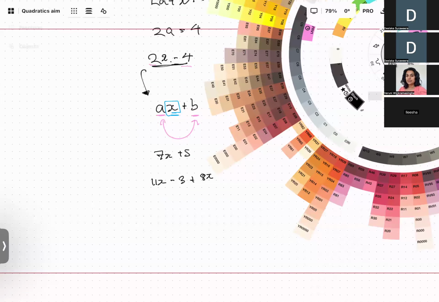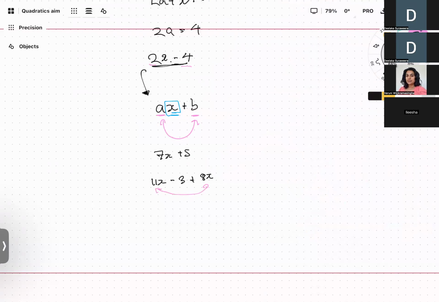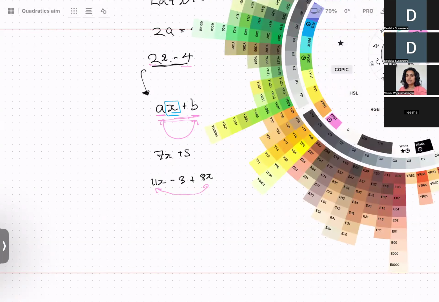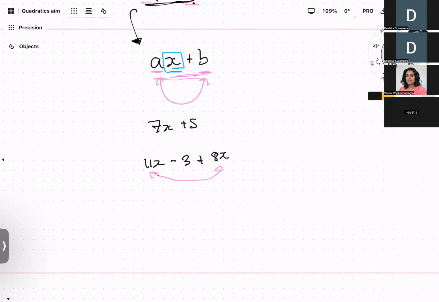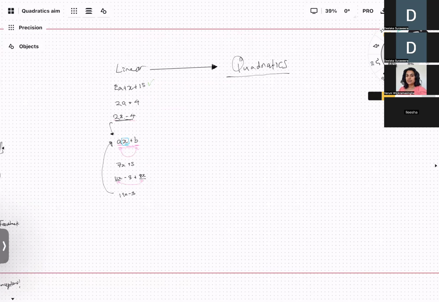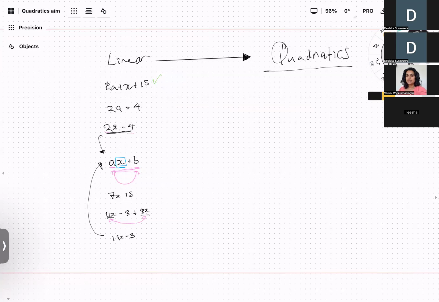Realistically, what this is saying is if we collect all the like terms, we'll get to this form. So even the ones that don't look like this form, we can bring to the form. For example, we collect 11x and 8x and we get 19x minus 3. And now it's in this form. So a quadratic is a slight generalization.